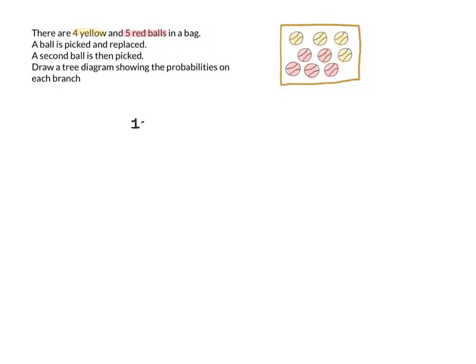So we know we have a first pick and our second pick. So they're going to go at the top of the tree diagram. On the first pick, we've got two options. We can either pick a yellow ball or a red ball. So we start off with two lines, one going to yellow and one going to red. So our two options that we have.